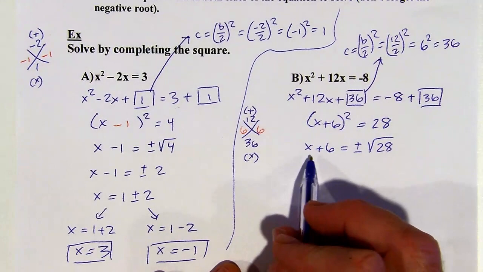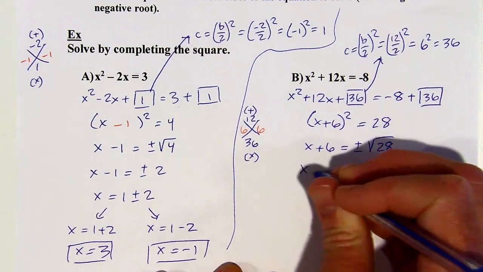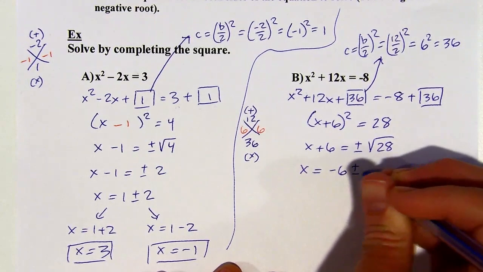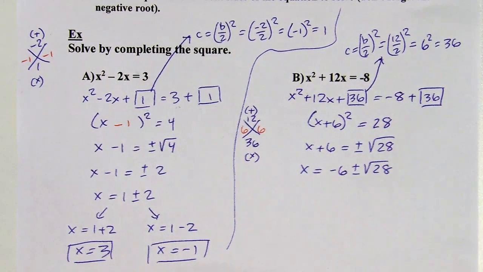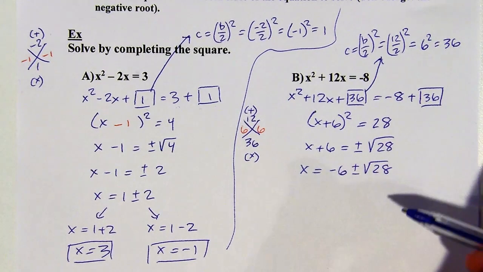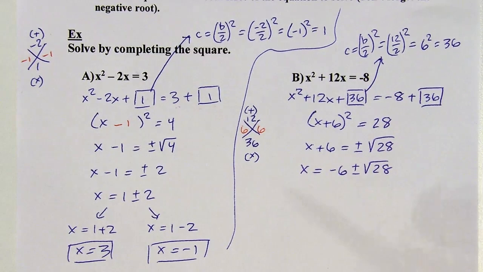Now I want to get the x isolated. I don't really want to know what x plus 6 equals. I want to know what x equals. So I'm going to subtract 6 from both sides. I'm going to put the negative 6 in front of the plus minus. That's usually the way that's done, okay? Now, you could leave it like this. You could also put root 28 into a calculator to get a decimal. But we're going to use usually simple radical form here, okay?